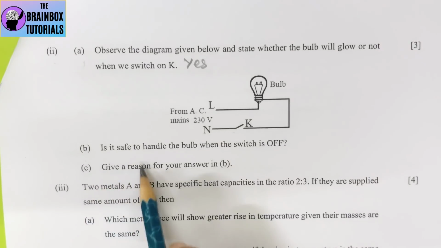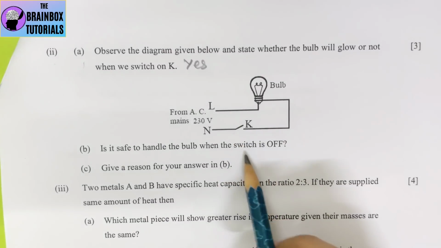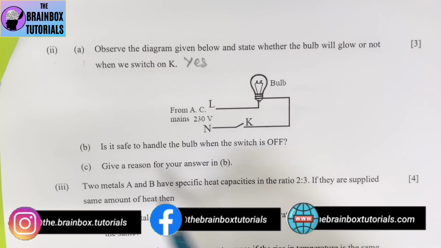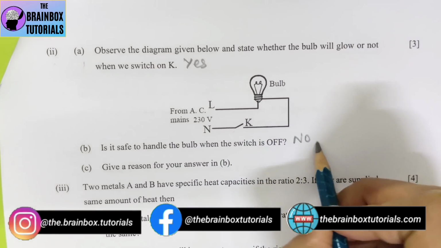Number B, is it safe to handle the bulb when the switch is off? When the switch is off, that means the key is open. So it is unsafe actually. So is it safe? No, it is not safe.